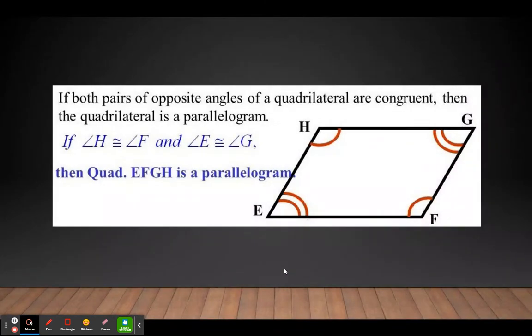All right, our next test says that if both pairs of opposite angles of a quadrilateral are congruent, then the quadrilateral is a parallelogram. So here in this case, we have angle H congruent to angle F as noted by the single arc. And then we have angle E congruent to angle G as noted by the double arcs, right? And these are two pairs of opposite angles. And because they're congruent, quadrilateral EFGH is a parallelogram.